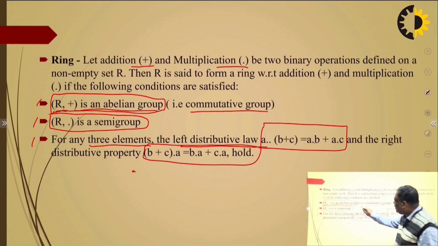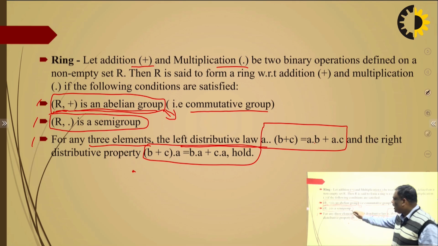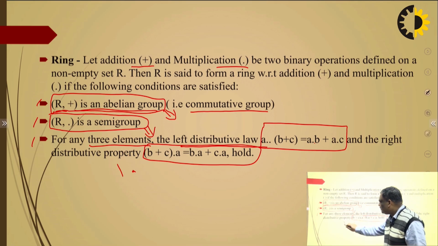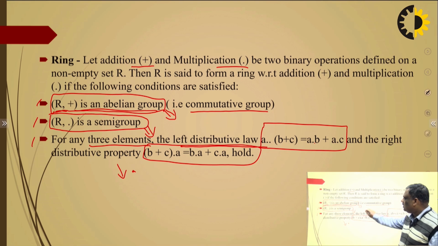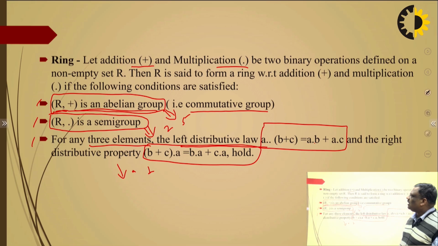When we explain the abelian group, we have 5 properties, and for the semigroup we have 2 properties, and then a single property, so 5 properties, then 2 properties and 1 property. That means if we want to prove that a given structure is a ring or not, we prove the 8 properties in total.